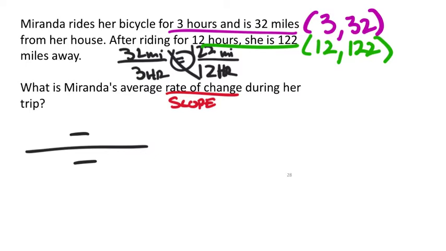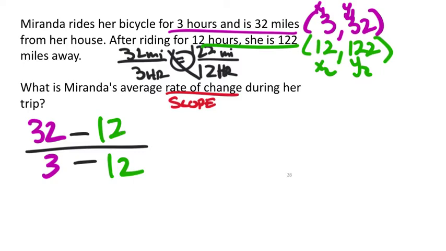It has to do with what we call dependent and independent variables. On this one, the distance that Miranda is from her house will depend on how many hours she's been riding the bike. Now, we don't know how many miles she started away from the house, which is why this is not proportional. Otherwise, if she started at her house, then it should be. That sets us up to say, I'll say this is x1, and that's y1 right there. So I'll make that 3, 32. And then this will be my x2, y2. So x is 12, y is 122.